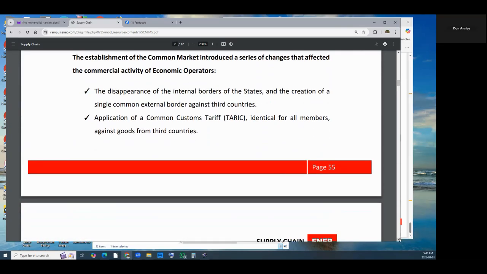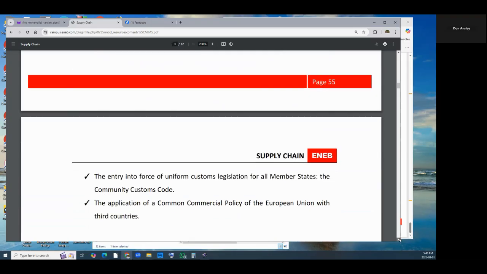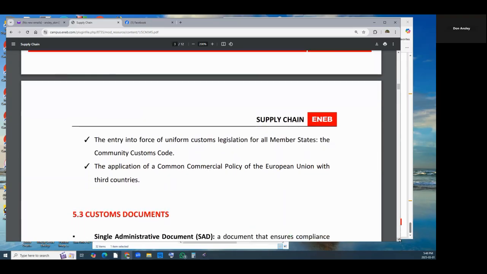The disappearance of the internal borders of the states, the creation of single common external borders against third countries, application of common customs tariffs, identical for all members against goods from third countries, the entry into force of uniform customs legislation for all the members, the Community Customs Code, and the application of a common commercial policy for the European Union with third countries.